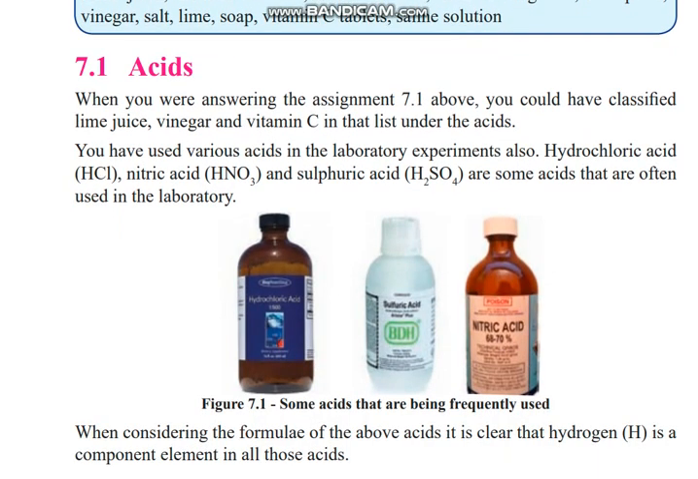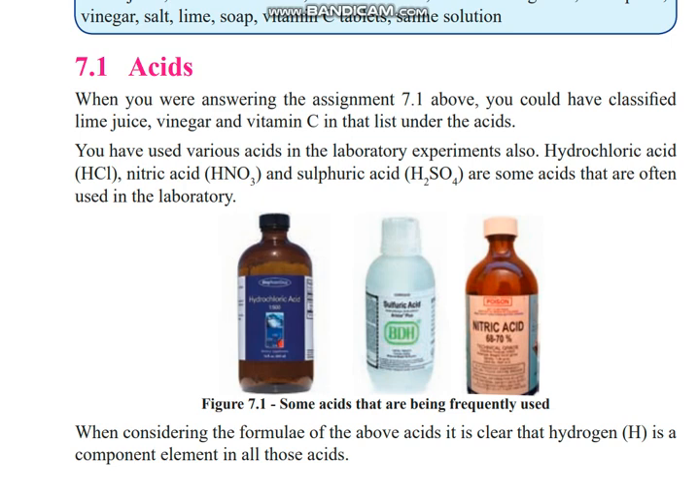Now in the first page you can see there are some bottles of acids. You can see hydrochloric acid, nitric acid and sulfuric acid. These are some of the very usual acids we use in the lab. To do some experiments we will be using them.